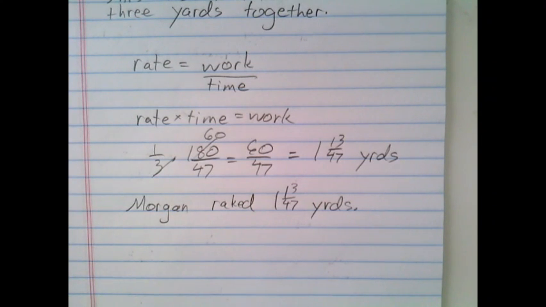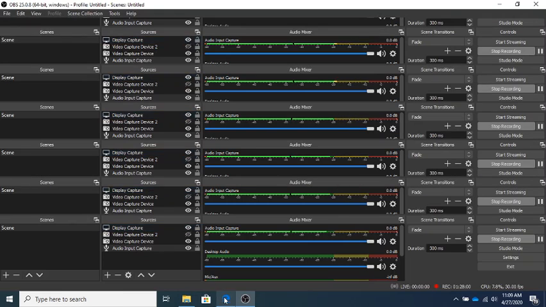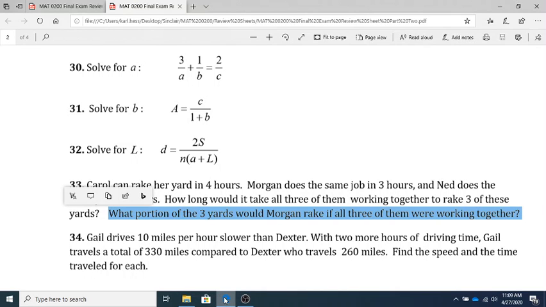Well, I think that's it for 33. So let's look at number 34. It says Gail drives 10 miles per hour slower than Dexter. With 2 more hours of driving time, Gail travels a total of 330 miles, compared to Dexter, who travels 260 miles. Find the speed and time traveled for each. So that actually makes it seem like there's 4 unknowns in this problem. Gail's speed, Dexter's speed, Gail's time, Dexter's time. Well, let's lay that out then.